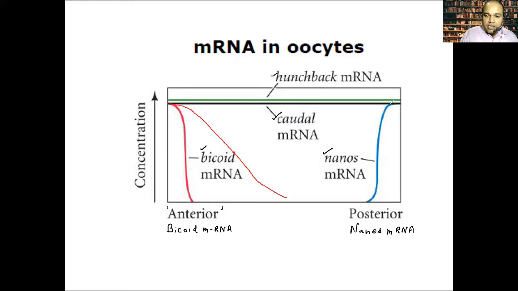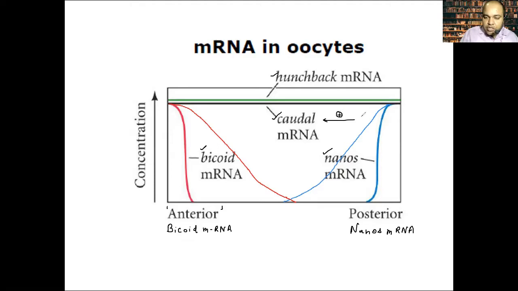Similarly, you can find the nanos mRNA is here. So nanos protein will be produced in this particular orientation. Then you can find here that nanos supports another protein referred to as caudal. Once the nanos protein is produced, it is going to support the caudal. It acts as a positive modulator for caudal.